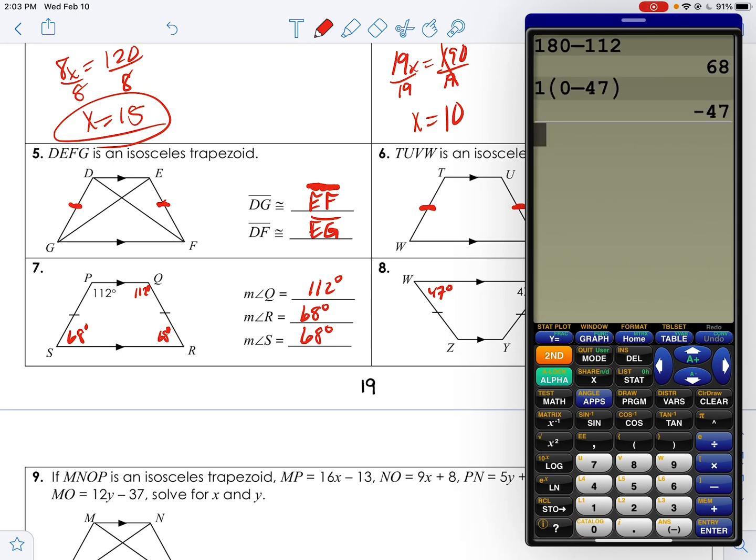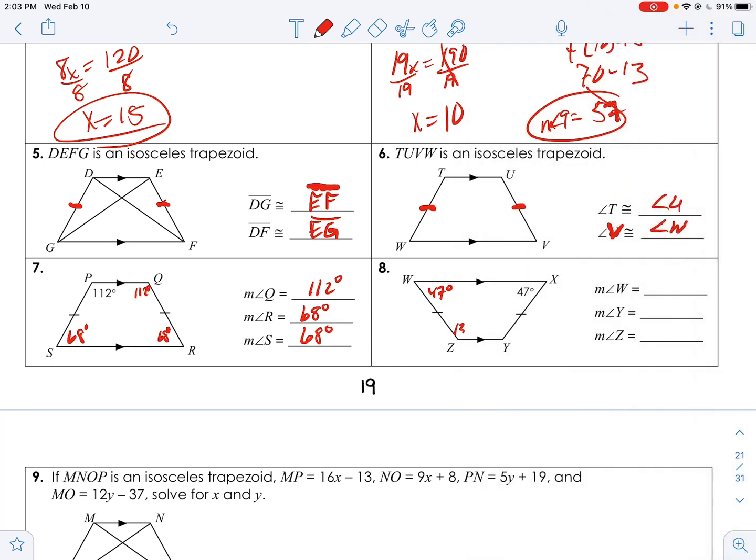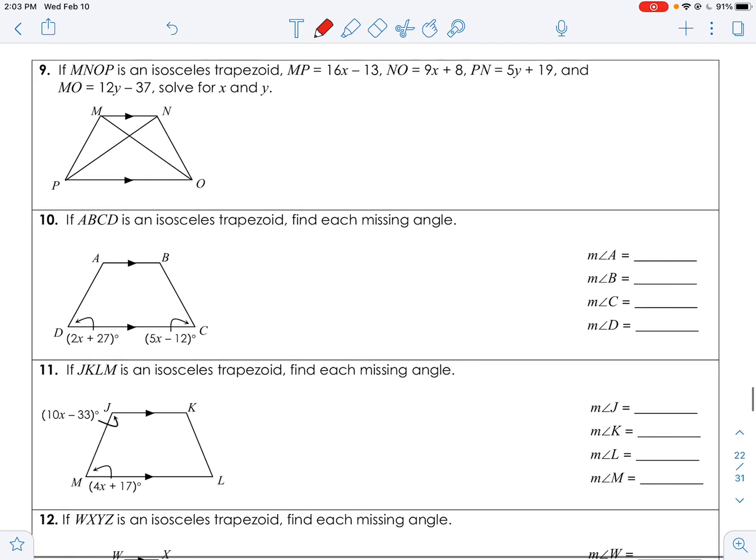So we know this one's 47 degrees. And let's find the supplement, 180 minus 47, 133 degrees. Measure of angle W is 47 degrees as well. 133 degrees, 133 degrees. Nice and easy.